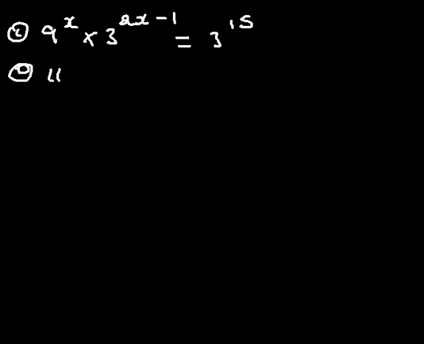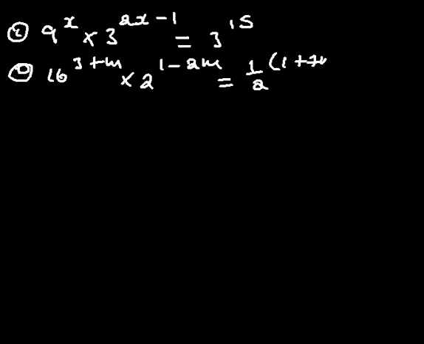That is, 16 to the power 3 plus m, times 2 to the power 1 minus 2m, which is equal to half to the power 1 plus 7m. So how do you think we should express all these things? So try to go through.